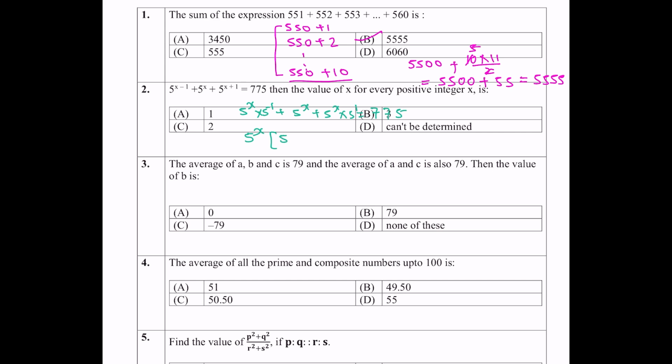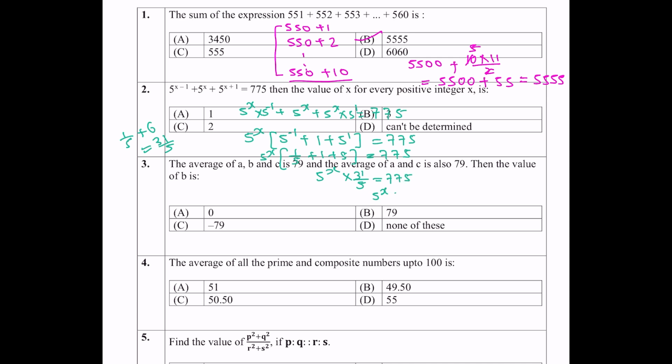Now I can take 5 raised to the power x as common. So here we are getting 5 raised to the power x into 5 raised to the power minus 1 plus 1 plus 5 raised to the power 1 is equal to 775. So 5 raised to the power minus 1, what is this value? 5 raised to the power minus 1 is 1 by 5. So 5 raised to the power x into 1 by 5 plus 1 plus 5 is equal to 775. If we simplify, 1 by 5 plus 5 plus 1 is 6, so this value is equal to 31 by 5. So 5 raised to the power x into 31 by 5 is equal to 775.